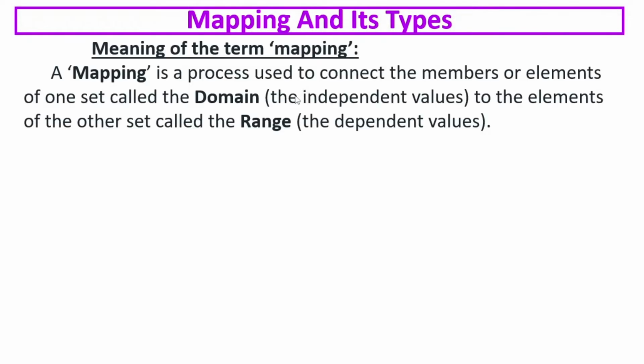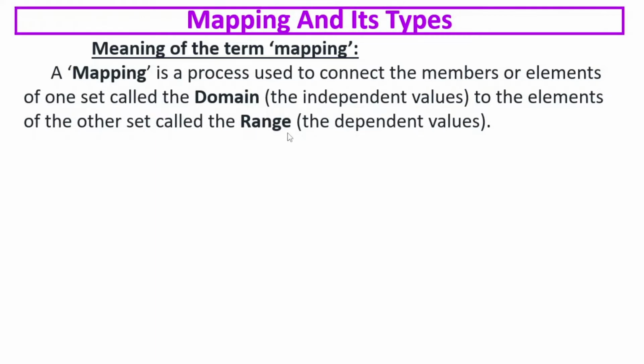First of all, the meaning of the term mapping. A mapping is a process used to connect the members or elements of one set called the domain. That means there will be one set which will be having some members, and that set will be named as the domain set. The independent values. Now the independent values and the dependent values, I'll be coming to this part a little later. For the moment, I'm leaving this part. And mapping is that process which will be connecting the members of this domain set to the elements or members of the other set called the range set.